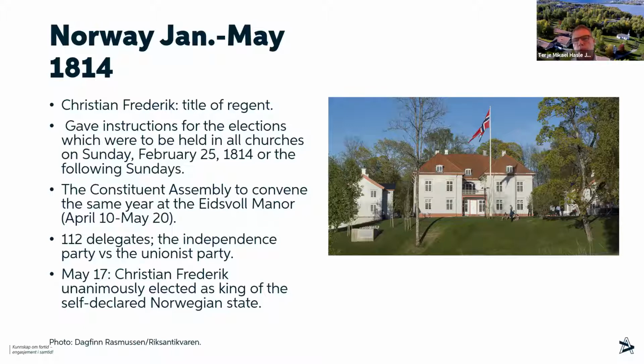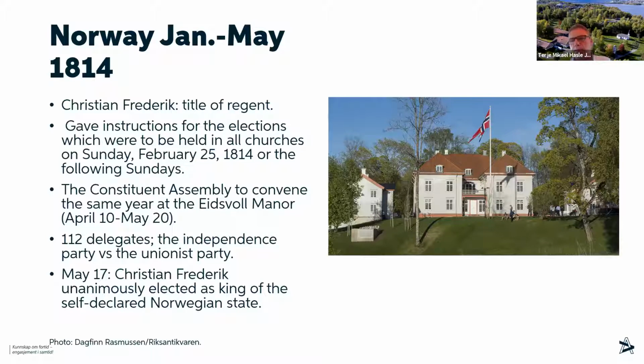So all told, 112 males were elected to convene at the Eidsvoll Manor in April of 1814 to create a Norwegian constitution. And the aim was to make Norway an independent country. So these 112 delegates, who were not really 112, because the delegates from the northernmost counties in Norway had such a long distance to travel, didn't get to Eidsvoll until much later.